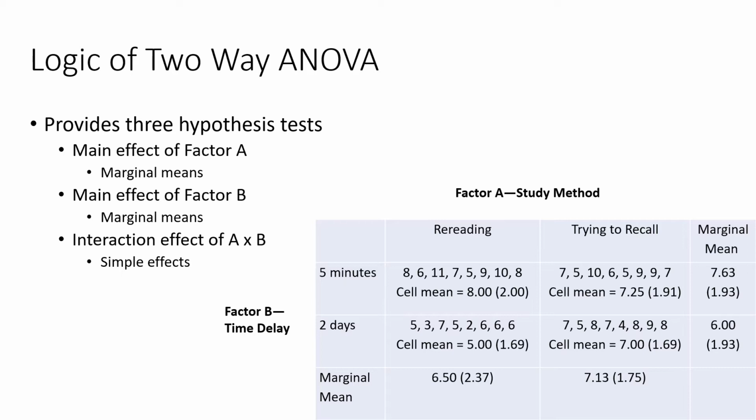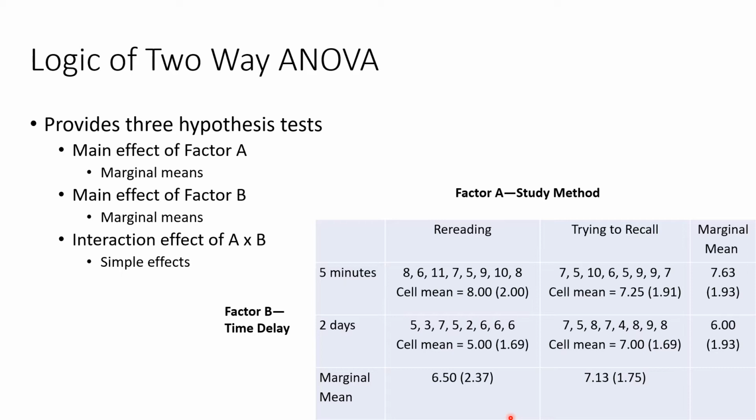Now, a two-way ANOVA is actually going to provide 3 different hypothesis tests. One is going to be something called the main effect of factor A, or the main effect of study method in this case. And I'll talk more about this in the next slide about how that is compared.